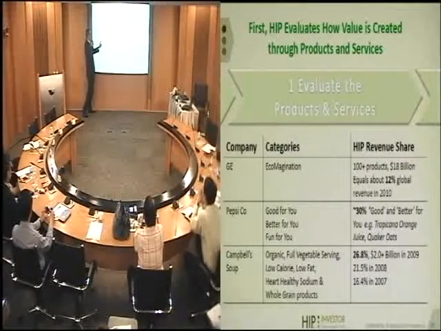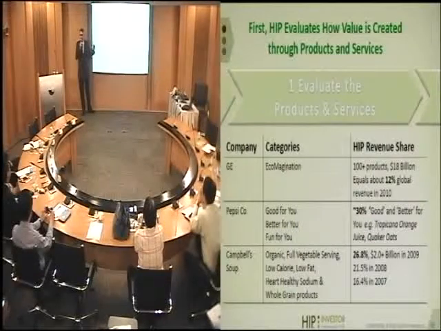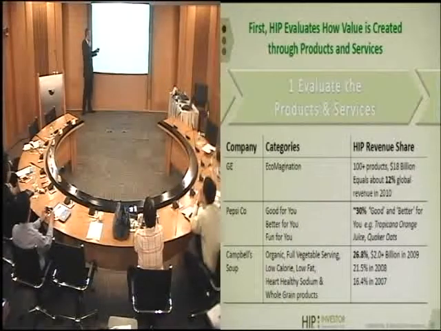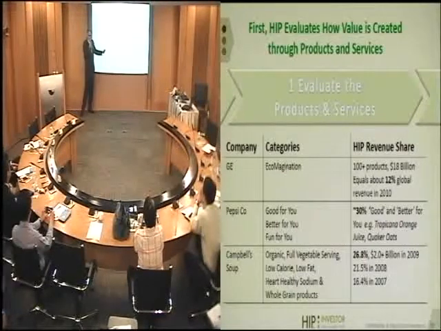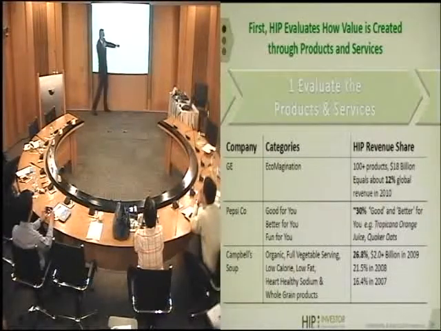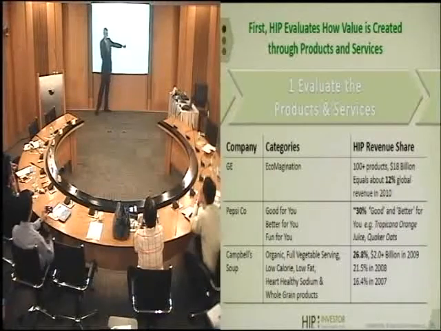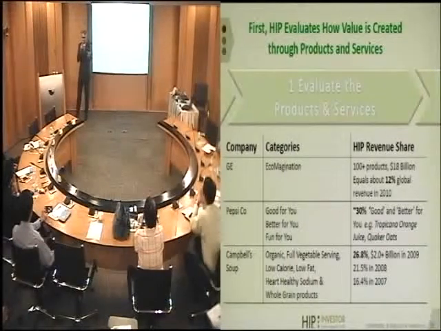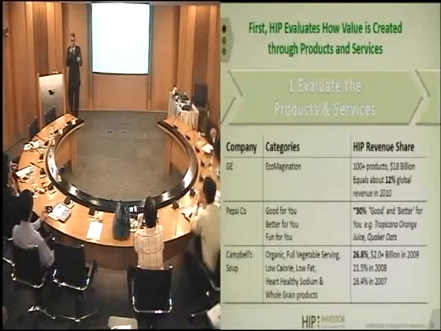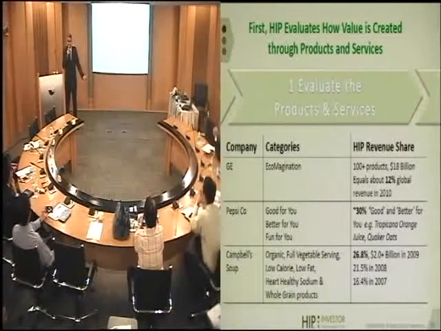PepsiCo, at one point, they don't do this anymore, had 3 categories of their products. Good for you, like orange juice, better for you, and fun for you. And fun for you is like salty potato chips. So it didn't say unhealthy for you, it said fun for you. At the time, Pepsi had 30% of its revenue in these good and better. But what that also means is 70% of revenue was from unhealthy products. High salt, high sugar, things that cause stress, things that cause health problems, obesity. That's how their business model is built.